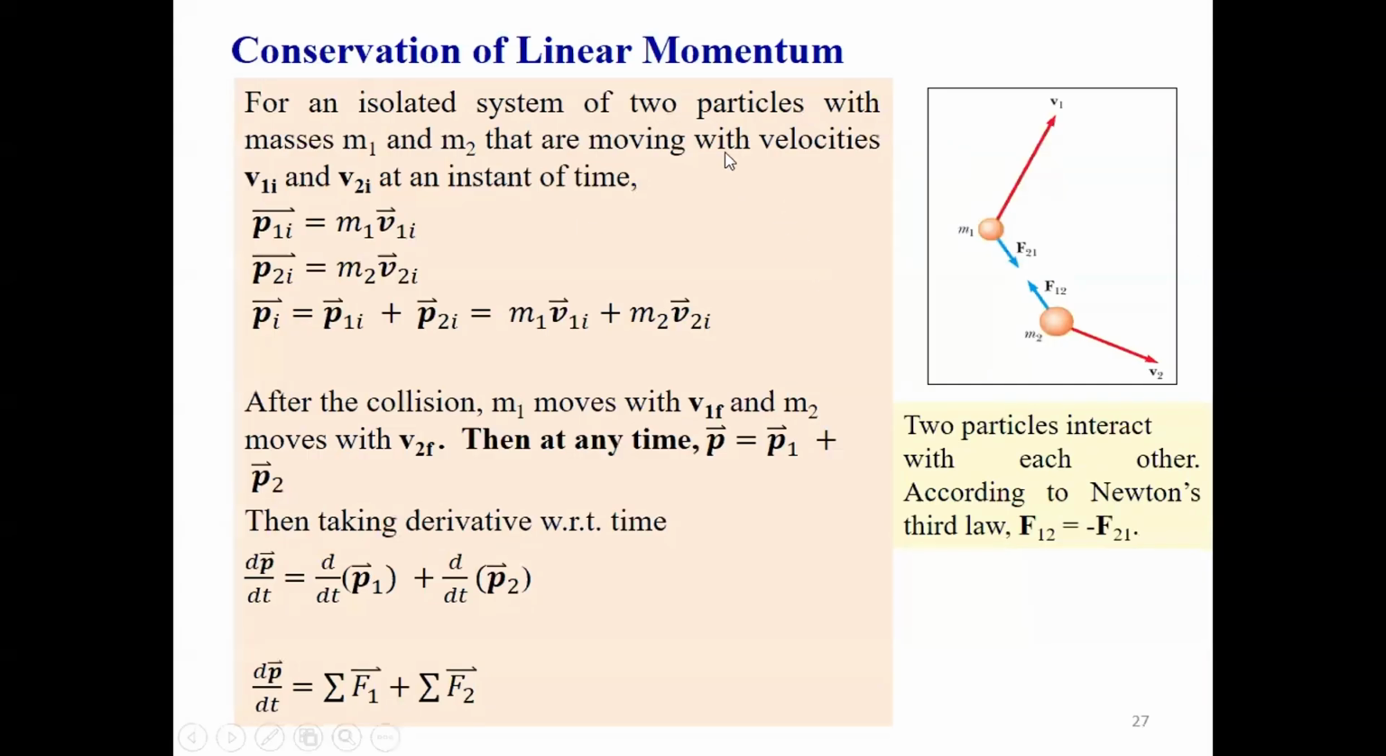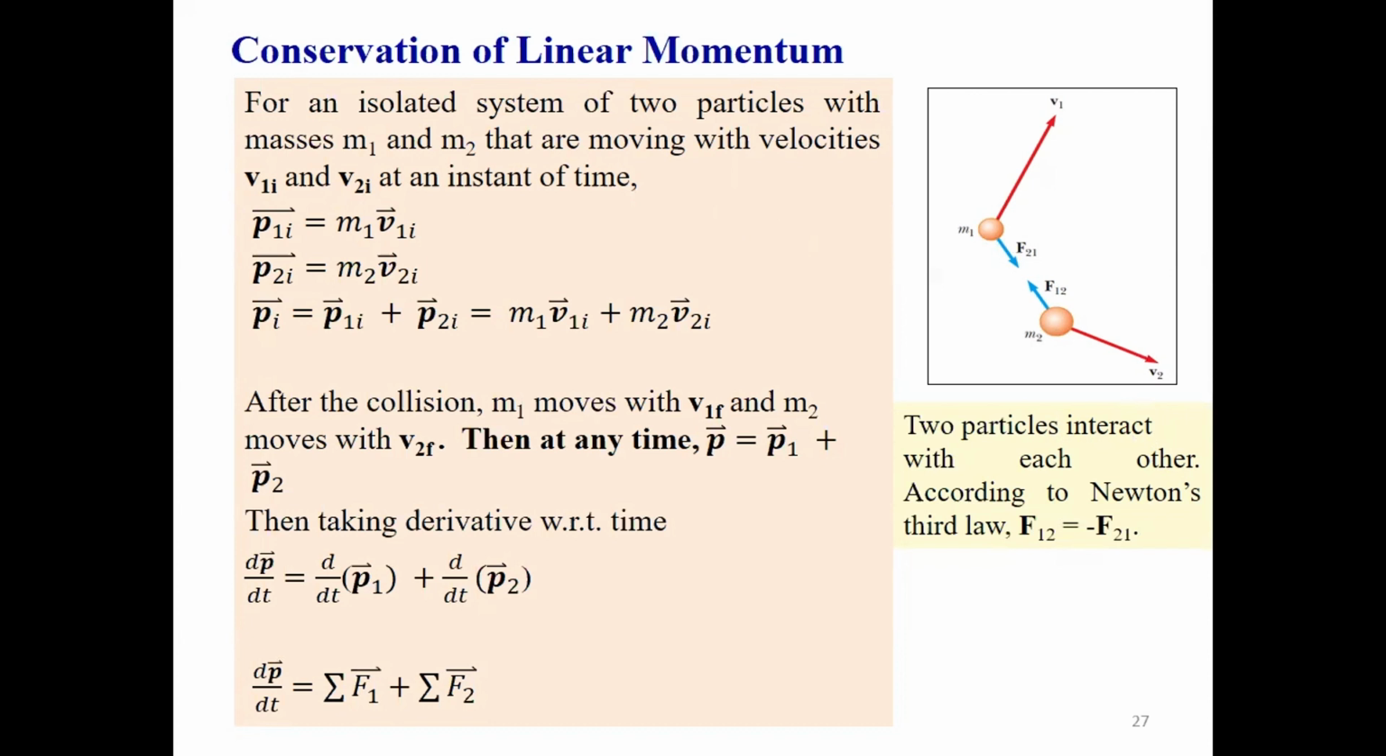Let's briefly discuss a very important idea, that is the conservation of linear momentum. Consider an isolated system of two particles with masses M1 and M2 that are moving with the velocities V1i and V2i at any instant of time, and then afterwards have a collision. For such a model, the two-particle interaction model, the conservation of linear momentum is the most important idea.